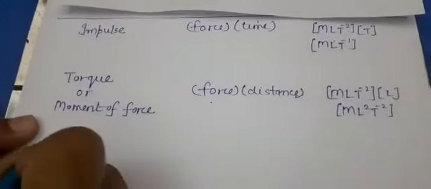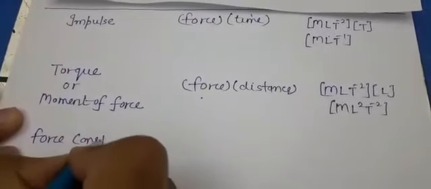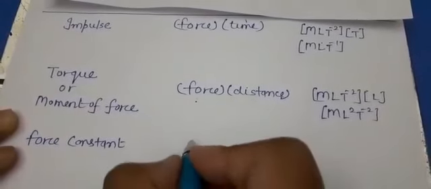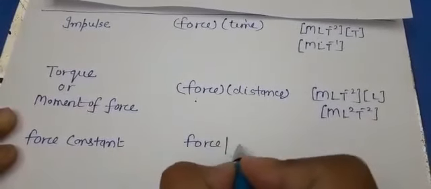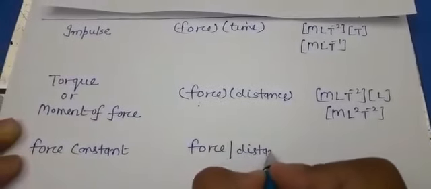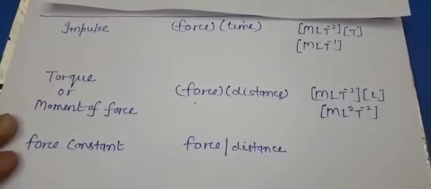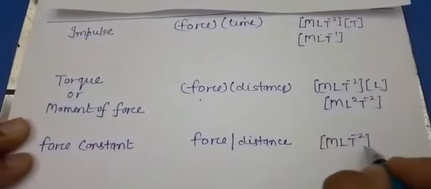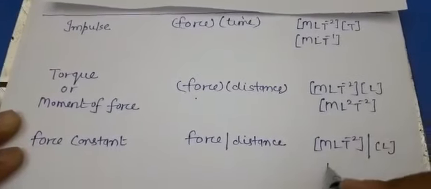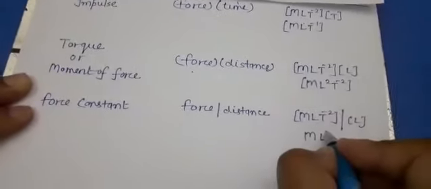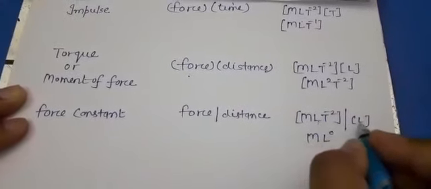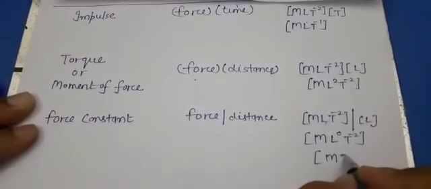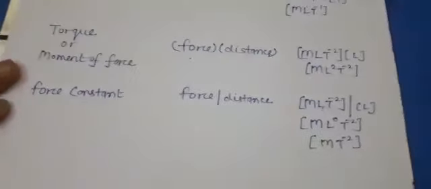Next is force constant. Force constant has the formula force per unit distance, per unit length you can say. So solve it: MLT^-2 divided by L. What will be the formula? M, L^0, since L upon L is 0, T raised to the power minus 2. Or you can also write it as MT^-2.